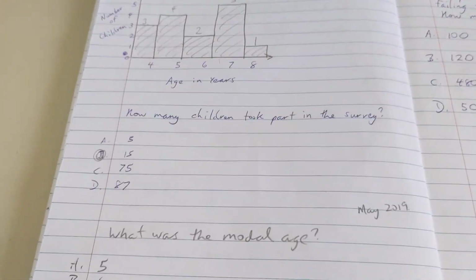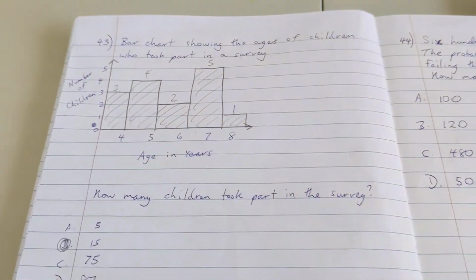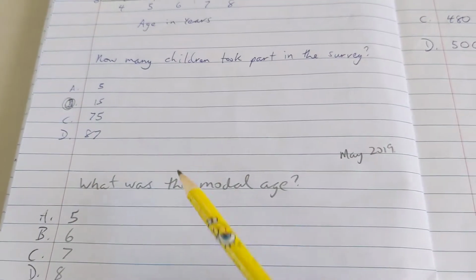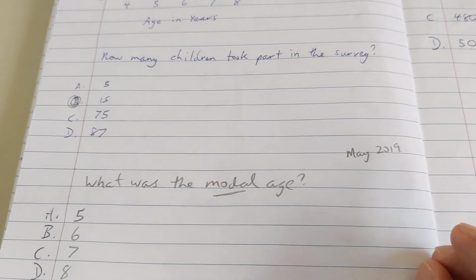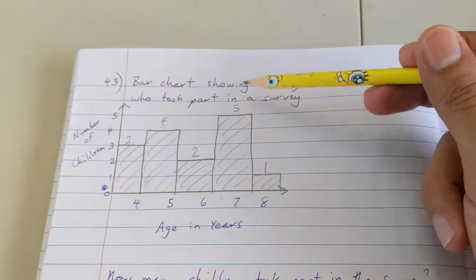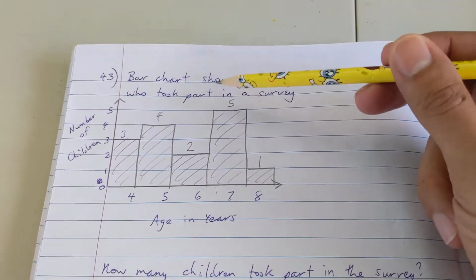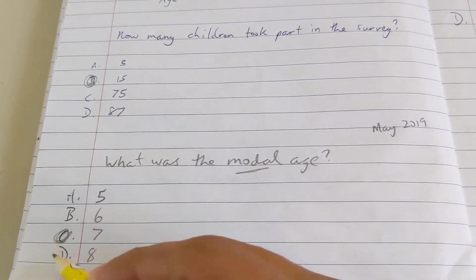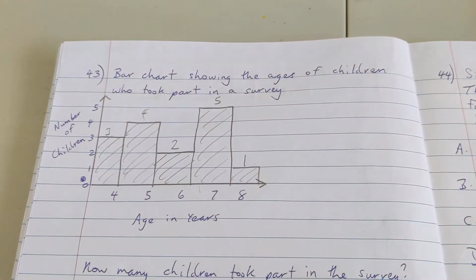So for the same question, they could ask a variation, same exact diagram in May 2019. And some of the years they will ask what was the modal age. Now we saw mode again earlier. Mode is the number that occurs the most. So which age group here occurs the most? 7 occurred the most. 7 had the highest bar. So that means 7 occurred the most. It had 5 students, which was more than any other year.